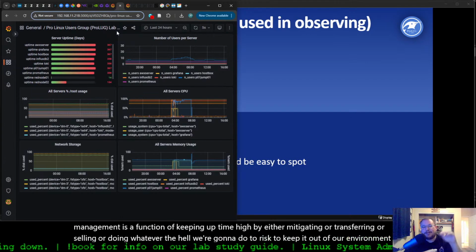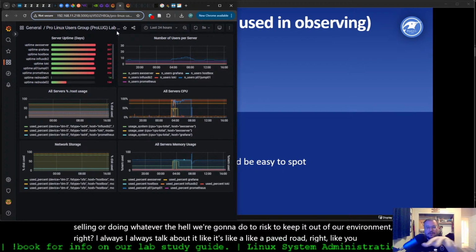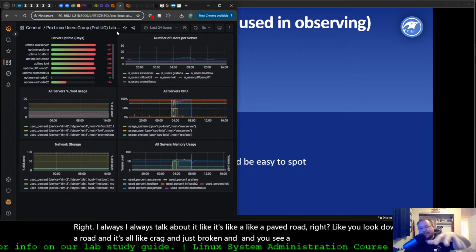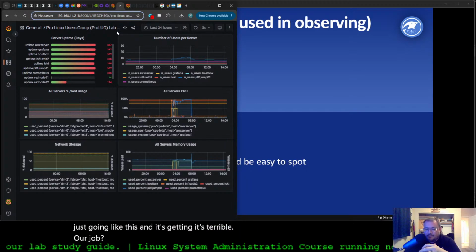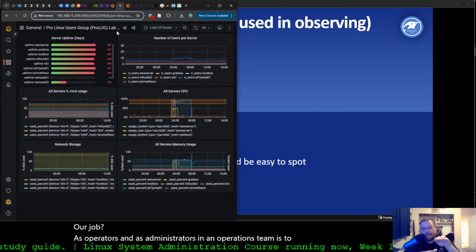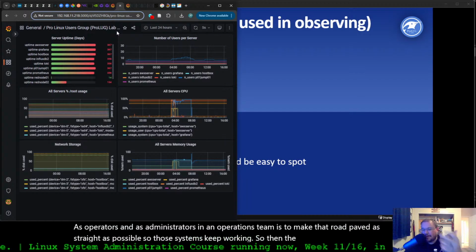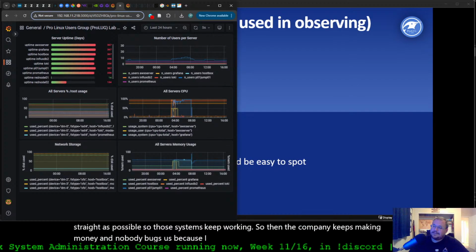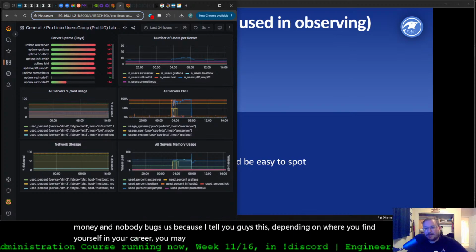I always talk about it like a paved road, right? Like you look down a road and it's all crag and just broken, and you see a car drive down it and it's just going like this and it's terrible. Our job as operators and as administrators in an operations team is to make that road paved as straight as possible so those systems keep working. So then the company keeps making money and nobody bugs us because, I tell you guys this, depending on where you find yourself in your career, you may or may not be making the company money.